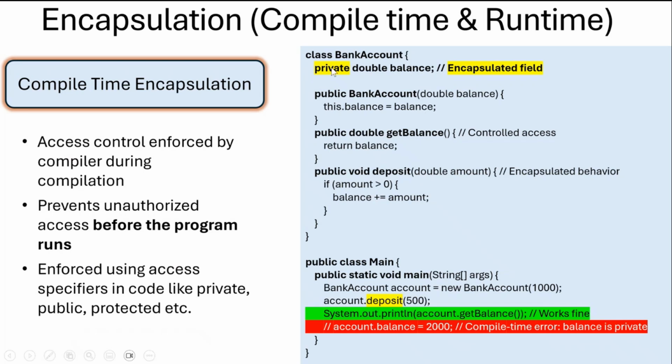For example, here the balance is a private variable. When we directly try to set it or access it, we'll get the compile time error that it is a private variable, right? So it is not supported by all languages. Like the compilation step might not be there in all languages, like Python, which is a dynamic typing language. So this type of encapsulation, the compile time encapsulation, is not supported in Python or similar languages, right?